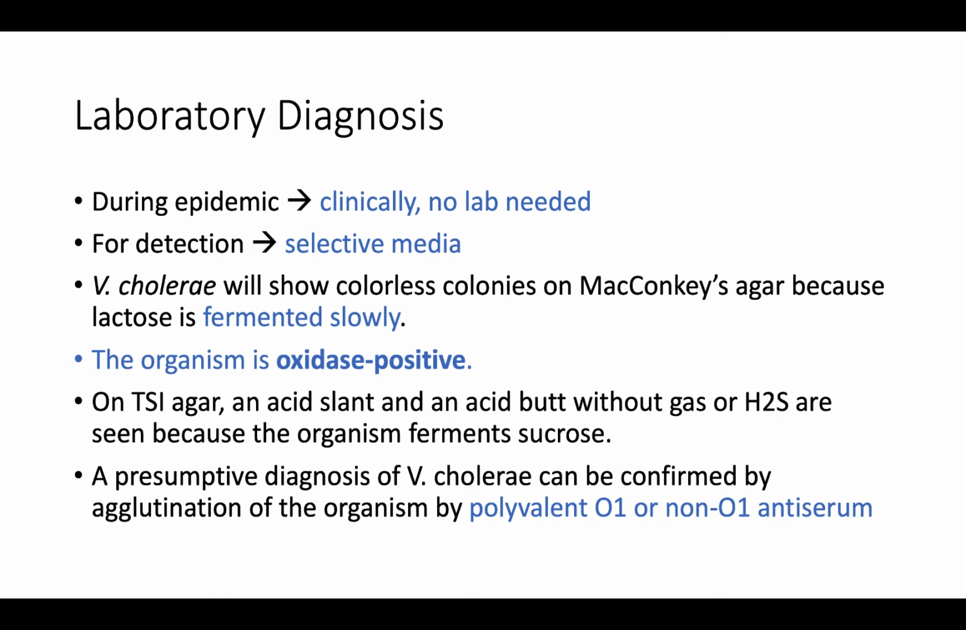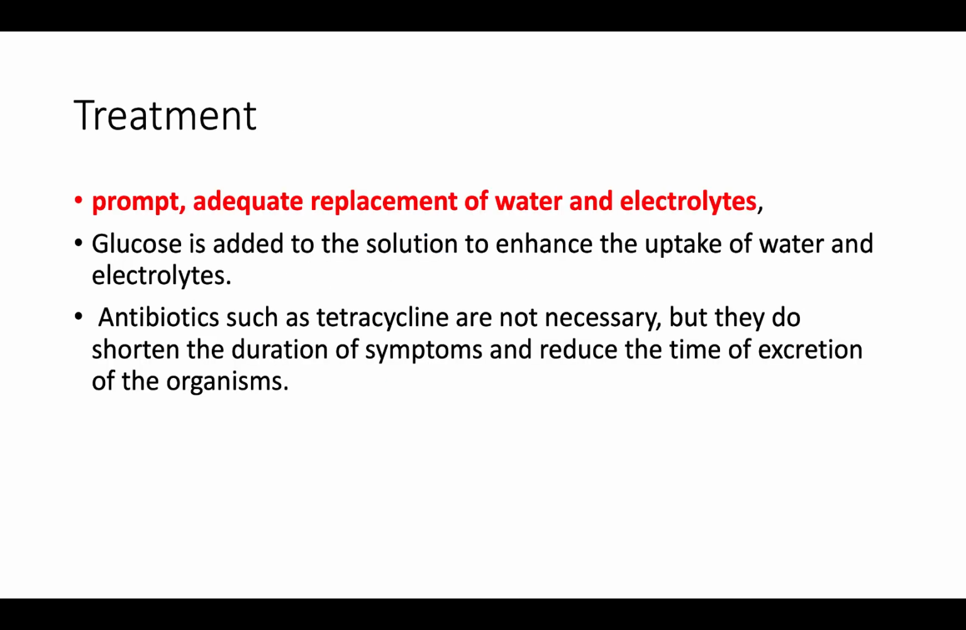On TSI agar, an acid slant and an acid butt without gas or H2S are seen, because the organism ferments sucrose as well. So a presumptive diagnosis of cholera can be confirmed by agglutination, with polyvalent O1 or non-O1 antiserum. Treatment is replacement of water and electrolytes. Glucose you can add to enhance the uptake of water and electrolytes.